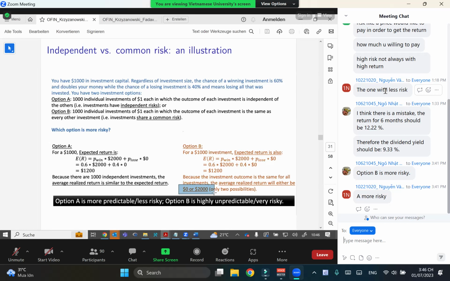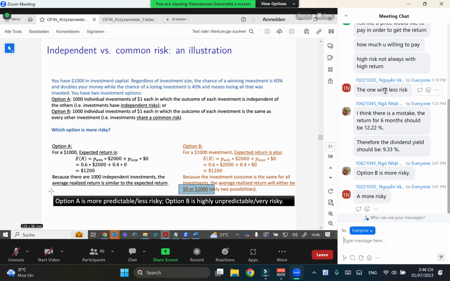So in this case, you will not only have the case that either I will have 0 or 2,000, but within this distribution of values, you will get something in between, which on average is 1,200, but might be either 1,000, 1,300, 1,400. You have a diverse range of values which could take place. While in option B, it's basically all or nothing. You either get 2,000 or you get 0.